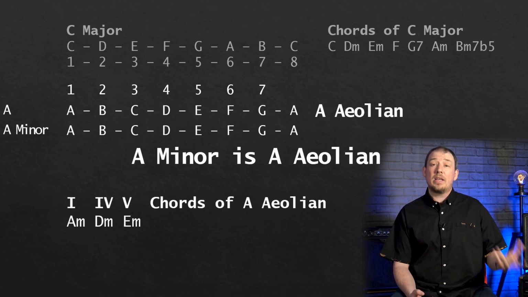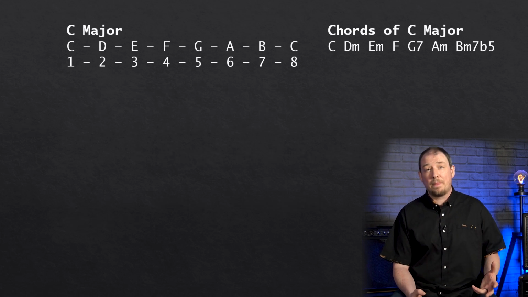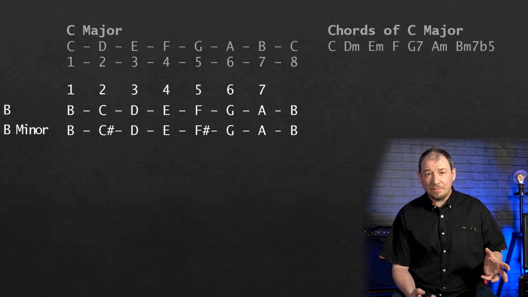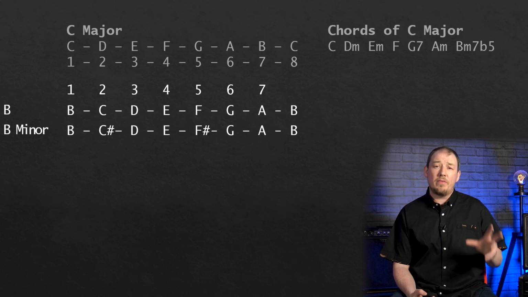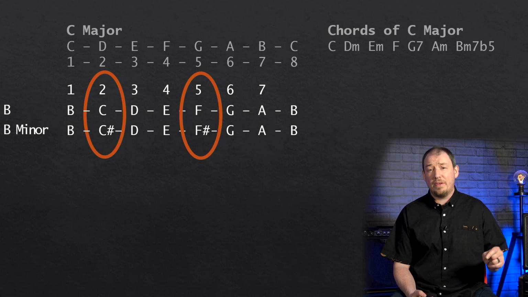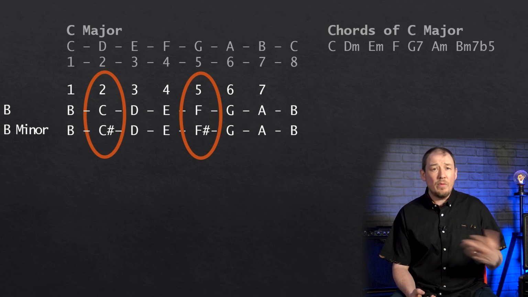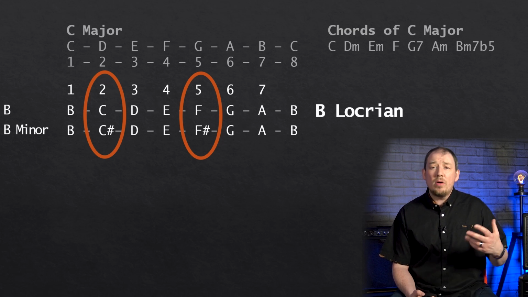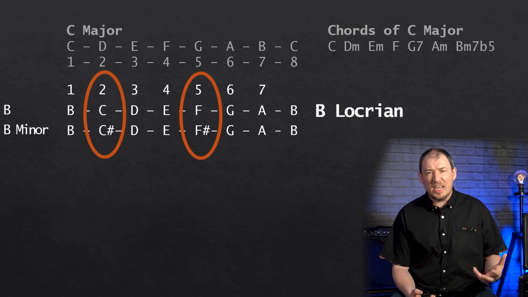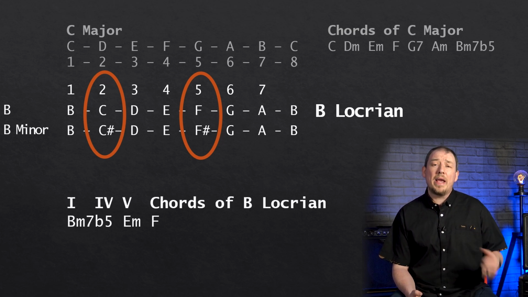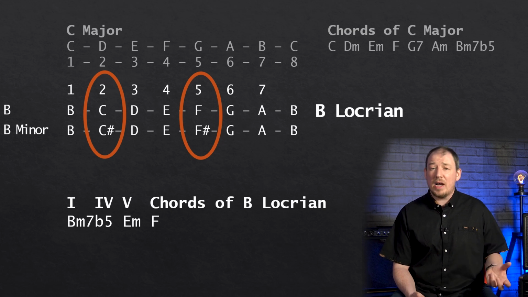So let's do the same thing now to finish off. Let's go from B to B. So this would make some kind of B minor scale. And it would just have 2 notes that differ from the natural minor scale. The 2nd is flattened and so is the 5th. And we call this the B Locrian mode. And the Locrian mode has a kind of dark, scary sound. And if we were to play a 1-4-5 chord progression for this mode, we'd be playing a B minor 7 flat 5, an E minor and an F.